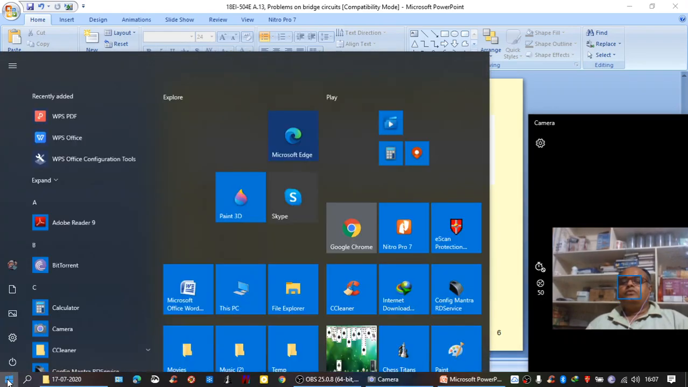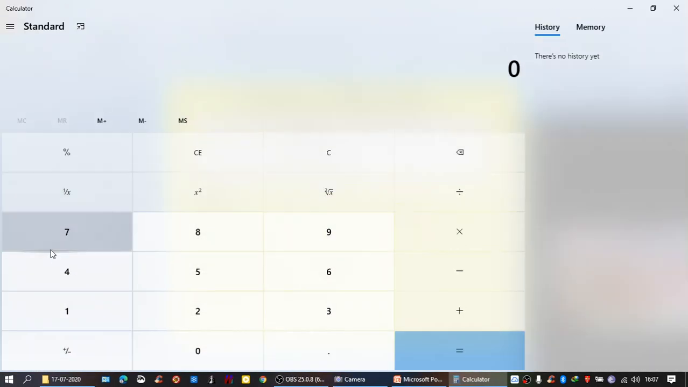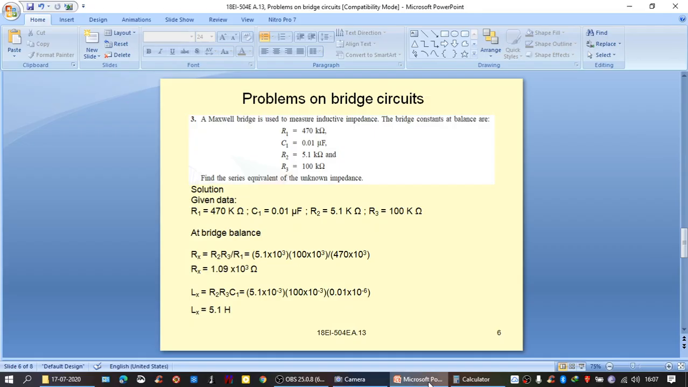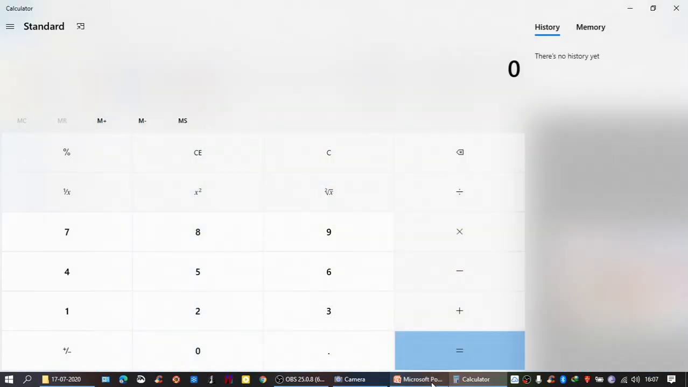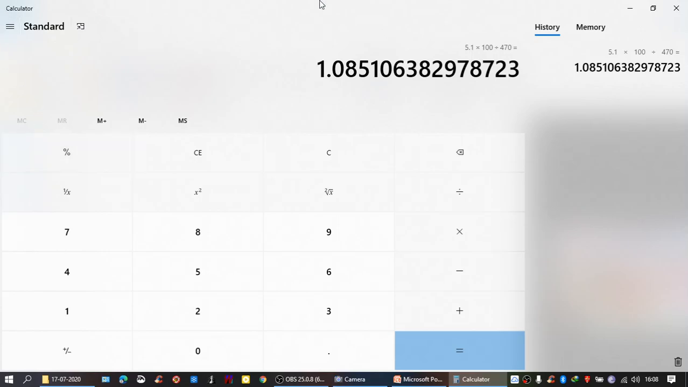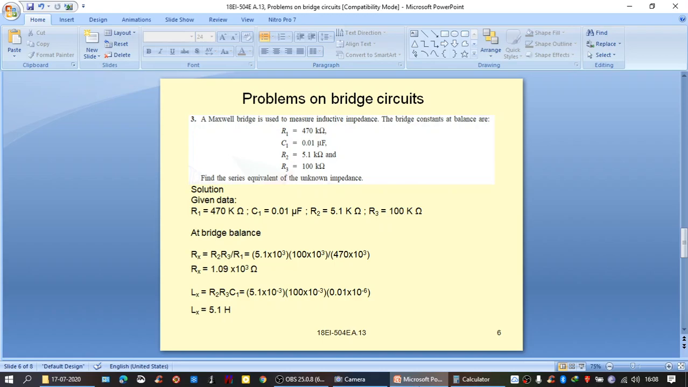Let us check what value it comes out to be. 5.1 into 100 divided by 470 comes out to be 1.085 ohms, or you can write it as 1.09. 10 power 3 is there, so 1.09 kilo ohms.